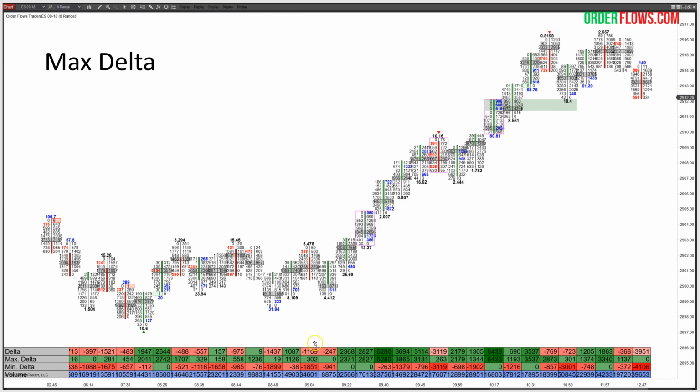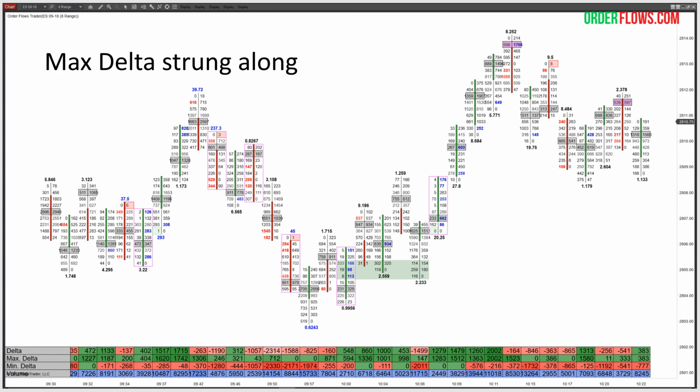What's happening is people are watching, and these algos, these machines out there, are seeing that, oh my God, all these offers are being lifted. And then it just sort of manifests and feeds on itself, and the market goes higher.